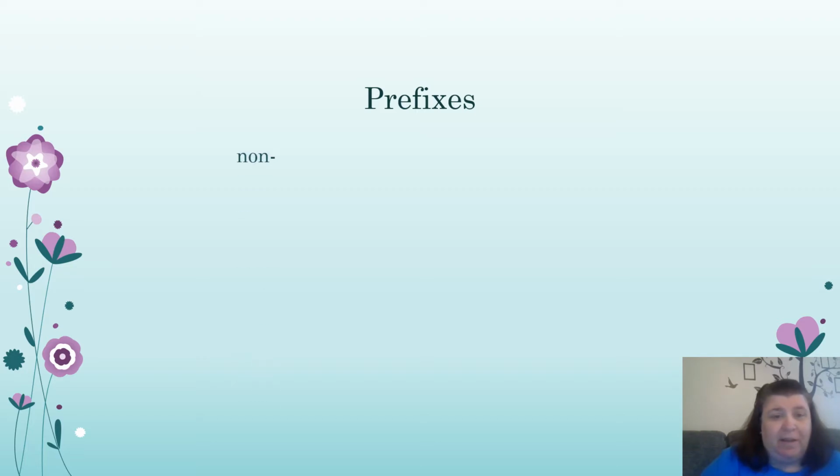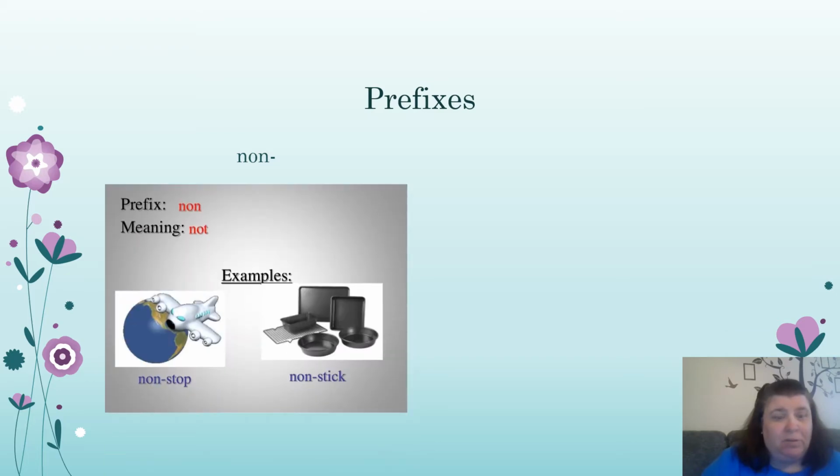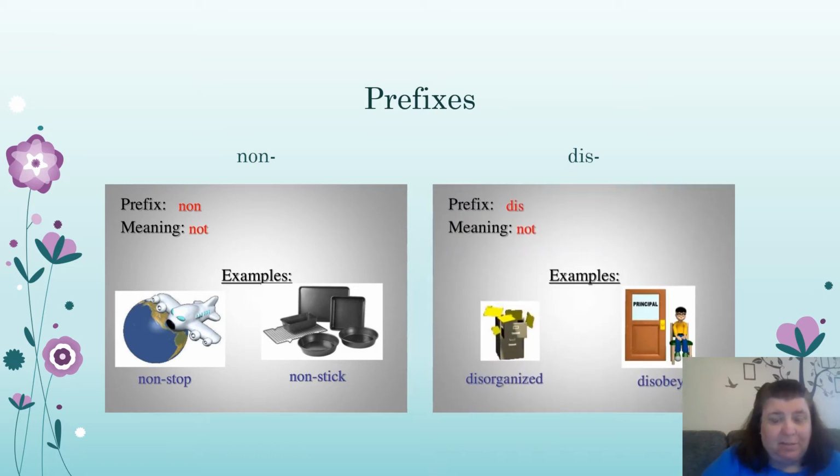Let's look at another. We have the prefix non, which means not. So if we have the word stop, and then non, it means non-stop. It doesn't stop. Then we have stick, and we put non in front of it. Non-stick means it doesn't stick. Dis also means not. So we have organized, we put dis in front of it. You have disorganized, meaning not organized. We have obey, and then we have dis in front of it. Disobey means you did not obey.